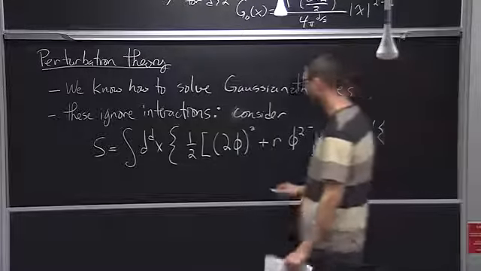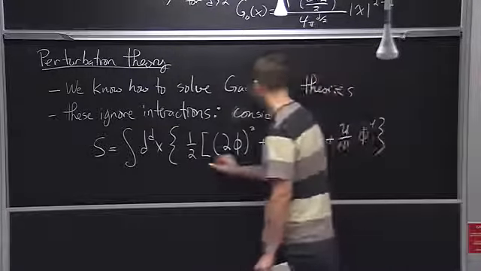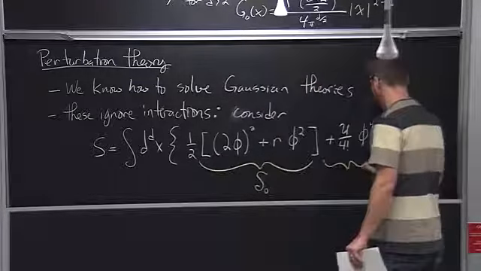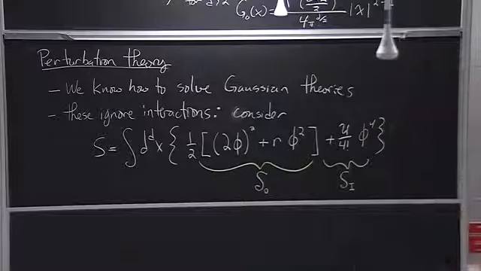Sometimes you'll see this written as the non-interacting part, like S naught, and this is the interacting part, S1 or SI, maybe I. So we only know how to solve this, or to do the integral, when this SI is equal to 0. And it's just a fact of life that if you want to calculate a correlation function like that, when you have the Phi 4 term, you have to do it perturbatively.